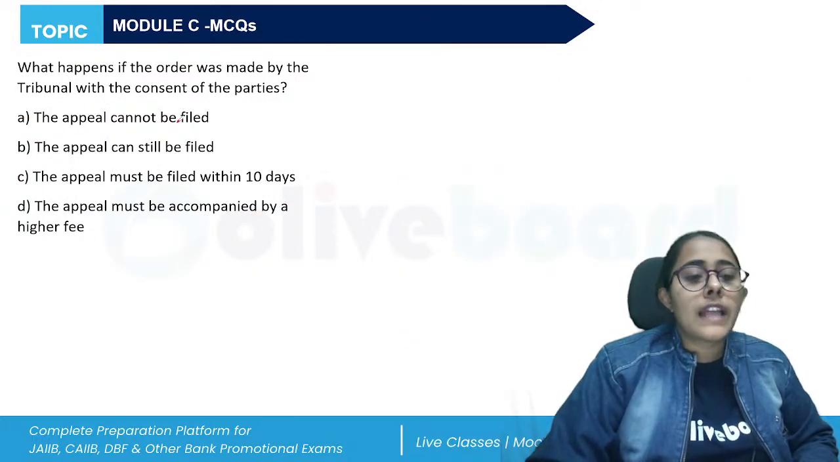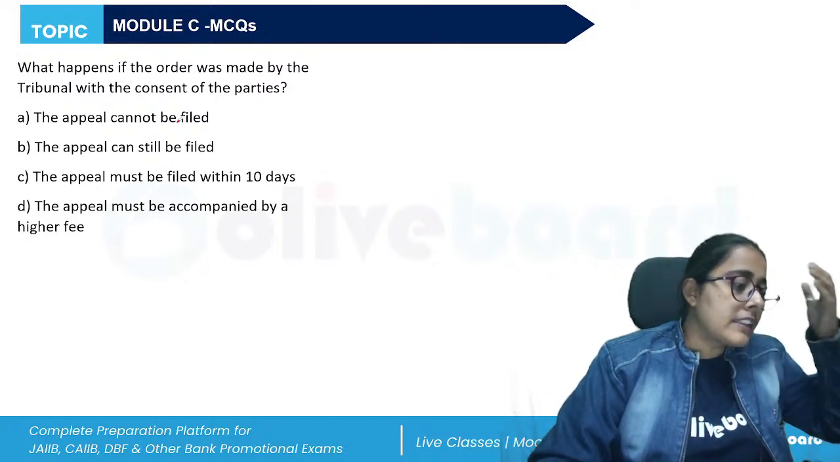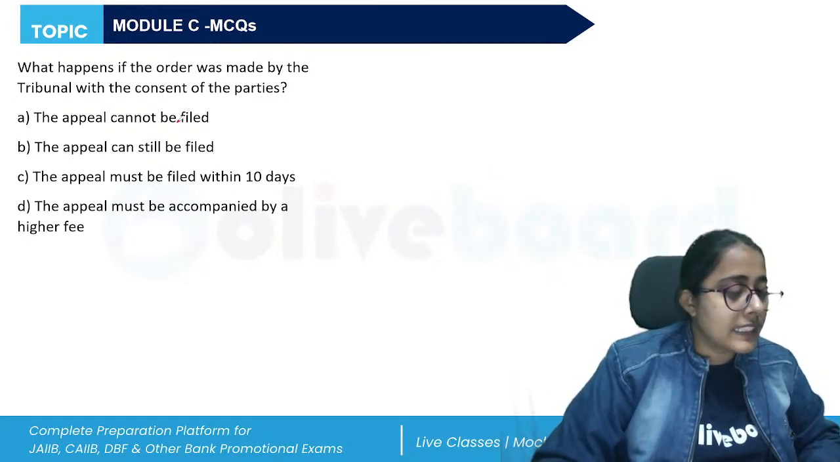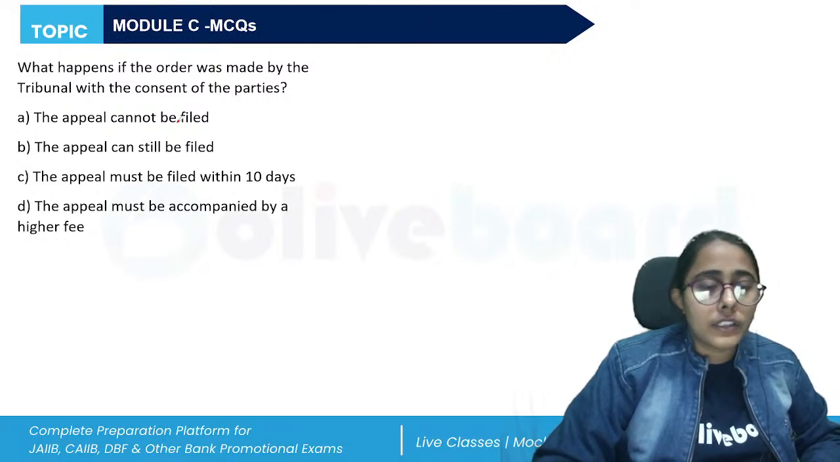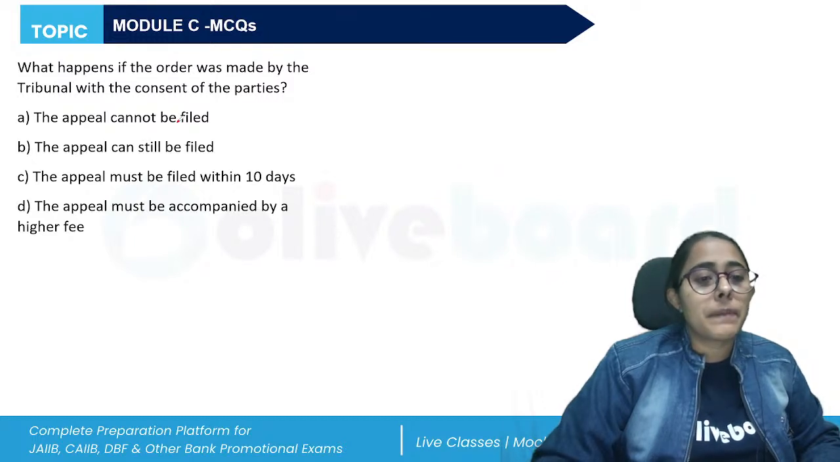Next question. What happens if the order was made by the tribunal with the consent of the parties? The tribunal, after all the proceedings, makes an order, and it was made by the consent of the parties. Then: A, the appeal cannot be filed; B, the appeal can still be filed; C, the appeal must be filed within 10 days; D, the appeal must be accompanied by a higher fee.